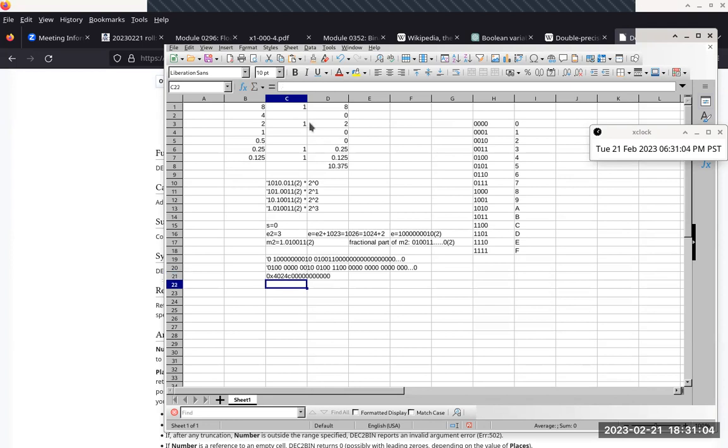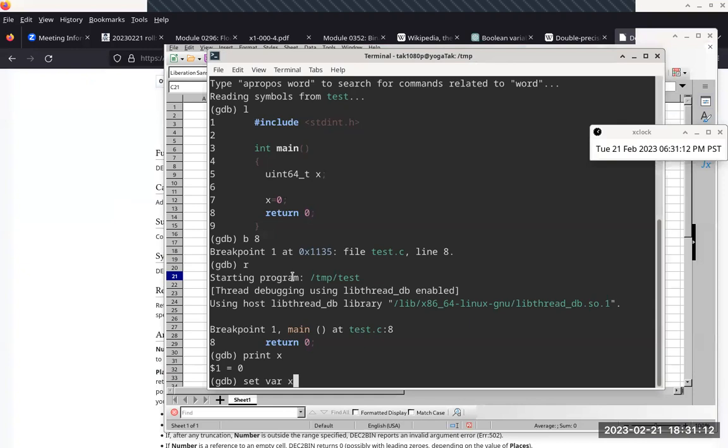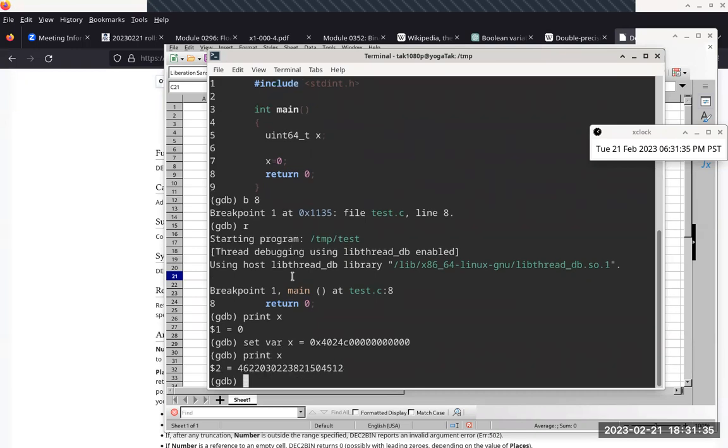So we do this, and then we do a copy and paste. Control C is copy, and then go back to my debugger, and then we say set var x equals 0x, paste. There we go. Press the Enter key. So now what I have done is I just transplanted the bit pattern into variable x, which is a 64-bit unsigned integer. So if you were to say print x right now, you're not going to get 10.375, because it is now interpreted as a regular 64-bit unsigned integer.